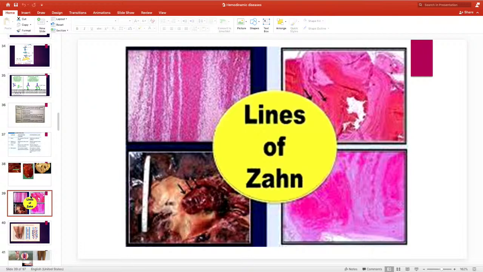If you see lines of Zahn, it means that the reason for death of the patient was thrombi. It was formed before the death of the patient. Because a post-mortem thrombus never contains lines of Zahn. Because usually blood flow stops, of course, after the death of the patient. And of course, this is only thrombocytes, and lines of Zahn we don't see. Follow? Zahn, yes.